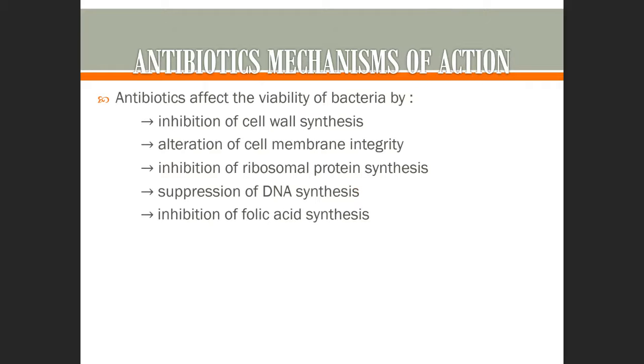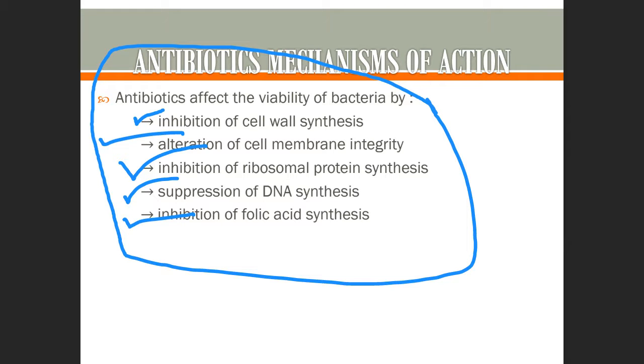And mechanism. Based upon the bacteria, the antibiotic we are selecting shows different mechanisms. Different classes of drugs show different types of mechanisms. Some drugs inhibit cell wall synthesis, like ampicillin and penicillin derivatives. Others alter cell membrane integrity, inhibit ribosomal protein synthesis, suppress DNA synthesis, and inhibit folic acid synthesis, folate reductase synthesis. Based upon this mechanism, the drugs are classified under different classes.